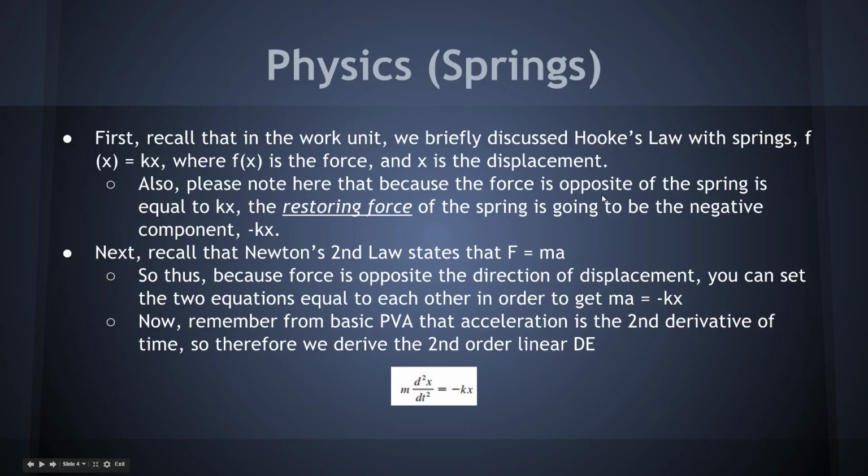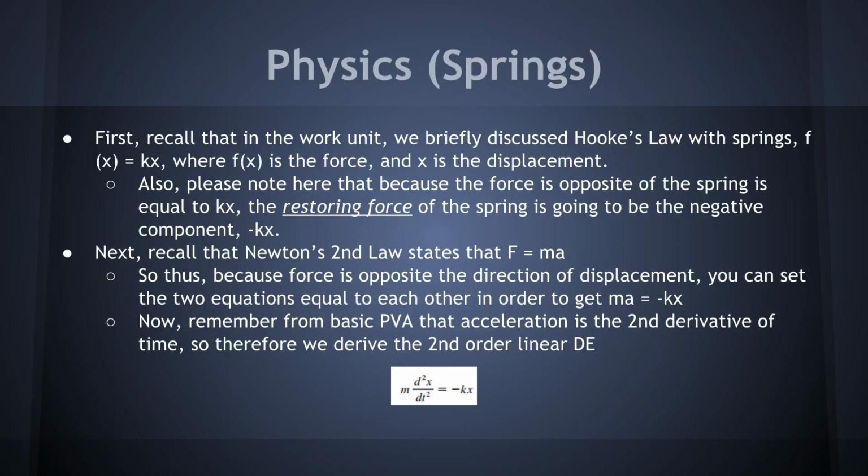Now, let's go to springs. First, let's recall that in the work unit we briefly discussed Hooke's law, which allowed us to calculate the force of the spring with the spring constant and the displacement, where f of x is the force, k is the spring constant, and x is the displacement. Please note here that because the force opposite of the spring is equal to kx, the restoring force of the spring is going to be the negative component, negative kx.